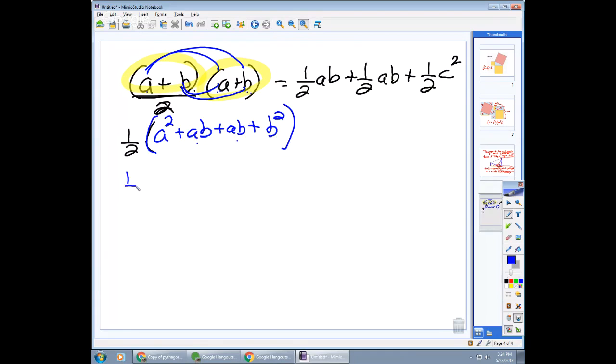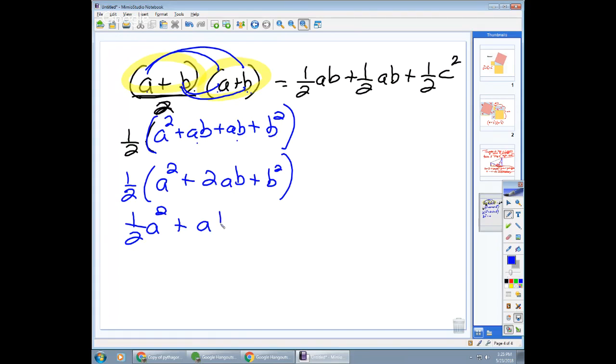So the 1/2 is still chilling out front. So we have a squared plus 2 of those ab's plus b squared. So we can clean this up a little bit more. I could multiply that 1/2 through there, or I could leave it hanging out. Any decisions there? What do you want to do? Move it in. So then I'll have a 1/2 a squared. 1/2 times 2 is just 1 times ab, or just ab. And then I'll have a 1/2 b squared.